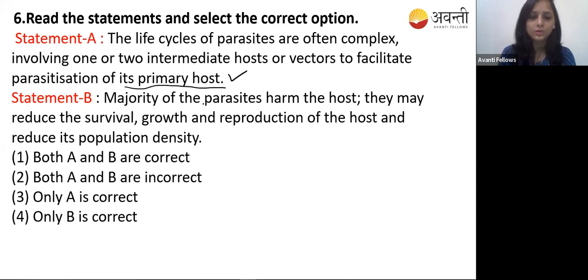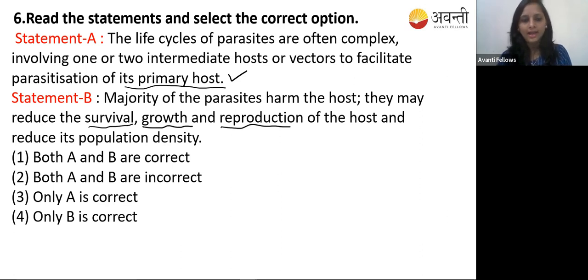Then coming to statement B, they are telling that the majority of parasites harm the host, and they may reduce the survival, growth, reproduction of the host and reduce the population density. Yes. Whenever any person is attacked by any type of parasite, first it will reduce the growth of that person. Later the reproduction is going to be inhibited, right? Then later the survival. If any person is attacked by a parasite, is he going to live for 100 years? No, right? Because the nutrition is taken up by this organism only.